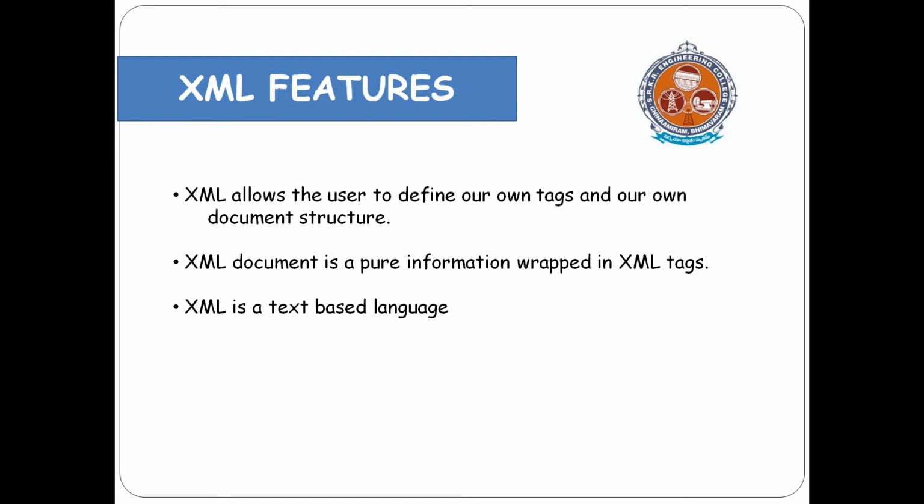So whenever anybody asks what XML is, XML is a markup language. It stores and sends the data via some tags. So an XML document consists of information that is wrapped in tags. So XML is a text-based language. We are going to see what a text-based language is.